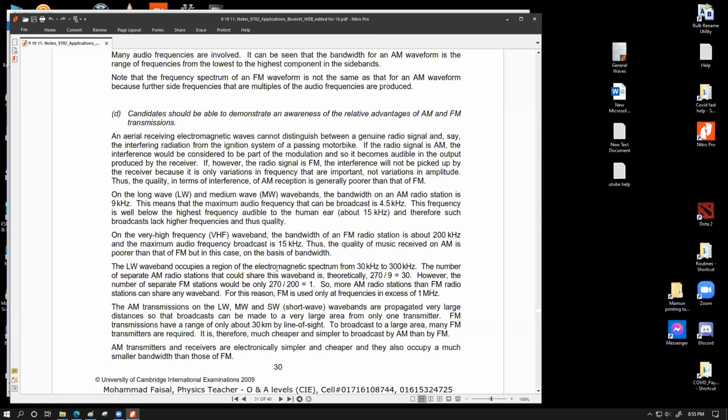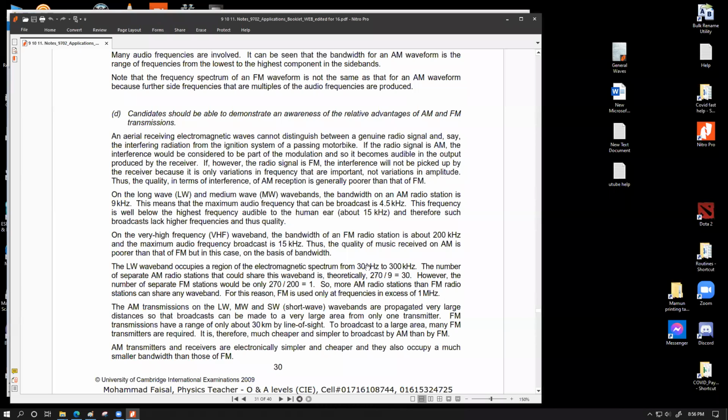The number of separate AM radio stations that could share this waveband is theoretically 30. কোথায় আসলো বলতেছি, 30 kilohertz থেকে 300 kilohertz পর্যন্ত total available range of frequency হচ্ছে 270 kilohertz. If you do the basic subtraction, how many individual AM radio stations can use this amount of range within the same geographic region, within the same alaka? That is theoretically 270 divided by 9 equals 30. This is the subtraction result of these two, so you have a total value of 270 kilohertz that you can sell.